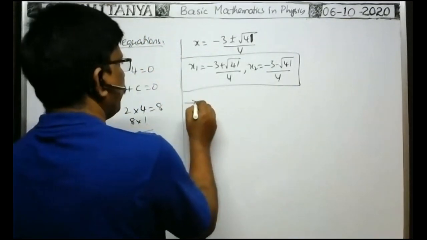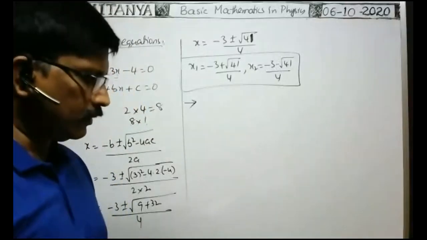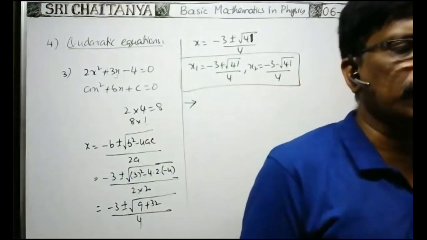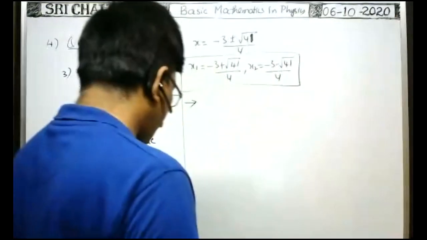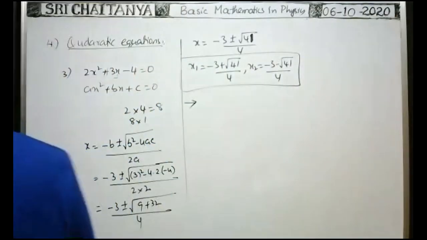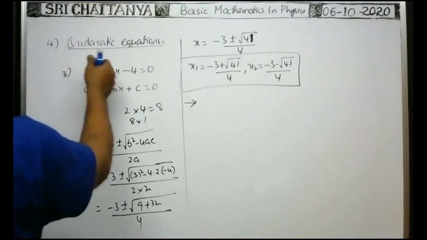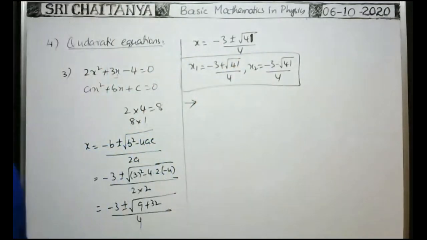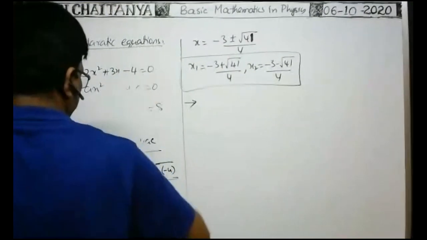Next, binomial theorem or binomial expansions. That is also an important one. They are also very important concepts to solve the problems in physics easily. Otherwise, the physics problems become very difficult.